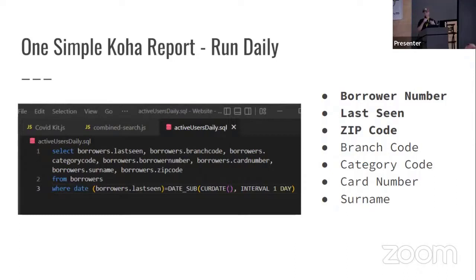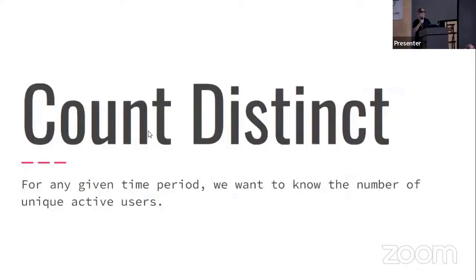I'm sure there are other cases where you would want to do something similar, where you have to take a snapshot every day so that you can track it over time. I have some other slides that talk about this too. But really, run it daily. And then we just count distinct, look for the unique borrower numbers for any given time period. That gives us our total unique active users within that time frame.